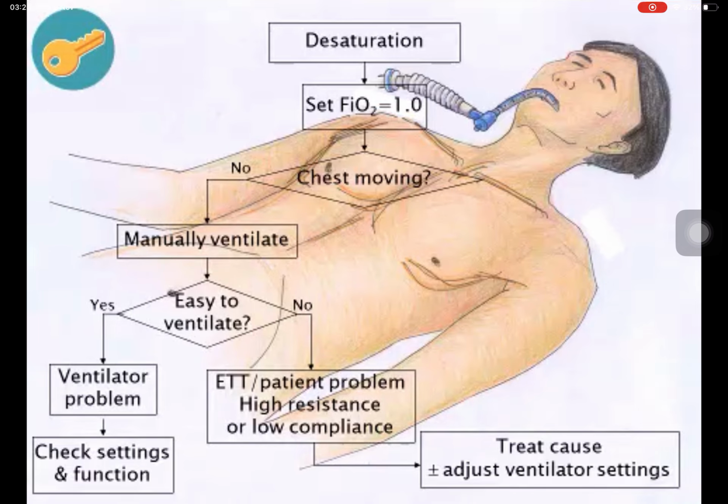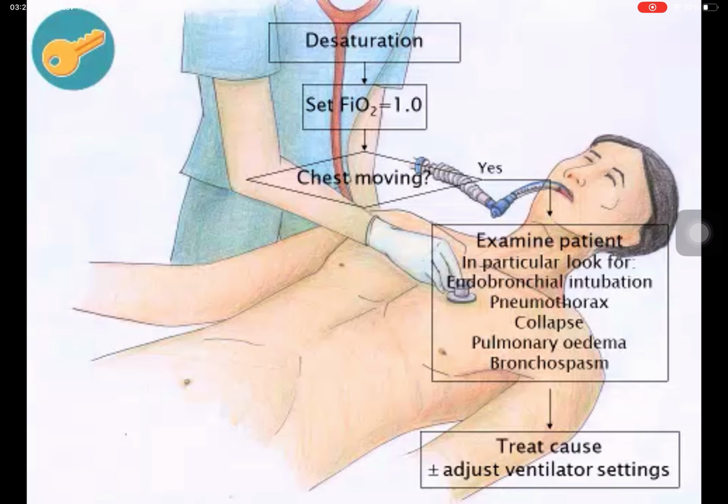If the chest is not moving and the patient is not easy to ventilate, then the problem is similar to a high airway pressure problem. More commonly, the chest is still moving. A detailed examination of the chest should be carried out, looking in particular for endobronchial intubation, pneumothorax, collapse, pulmonary edema, and bronchospasm. In addition, patient ventilator desynchrony may result in desaturation.